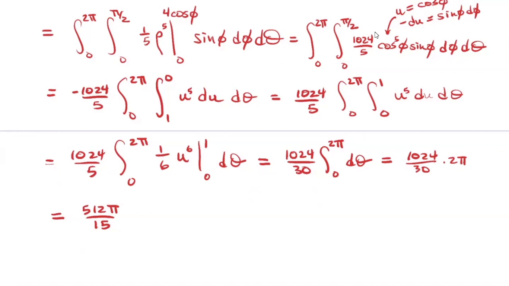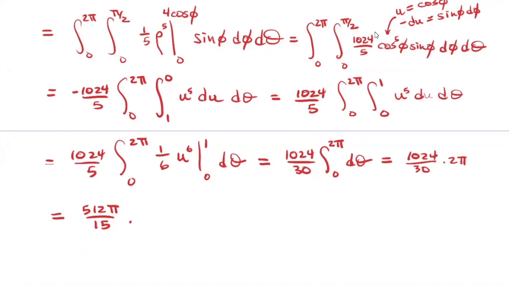And of course, 15 has factors of 3 and 5. The only factors of 512 are factors of 2, so that's not going to reduce. And we'll just say that's done. Any questions?